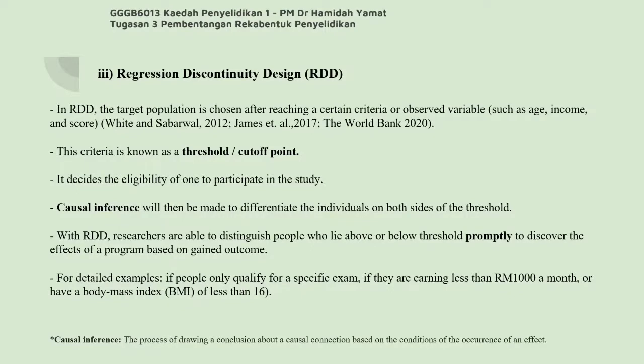For more detailed examples, people only qualify for a specific exam if they are earning less than 1,000 a month, or have a body mass index, BMI, of less than 16. So this can be the threshold or cutoff point for a study.